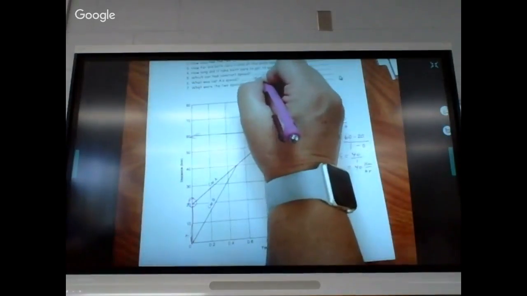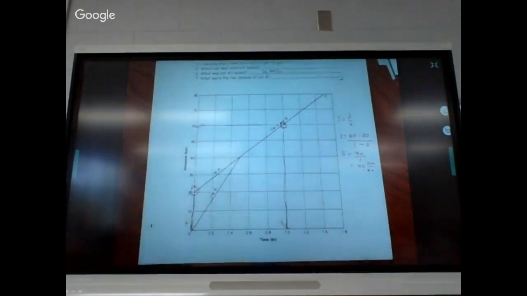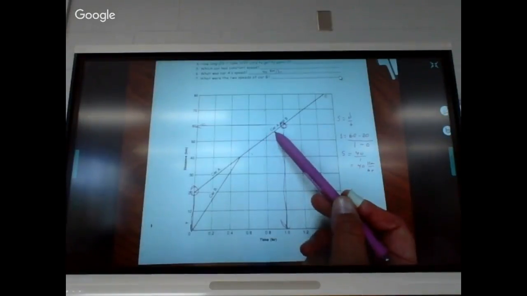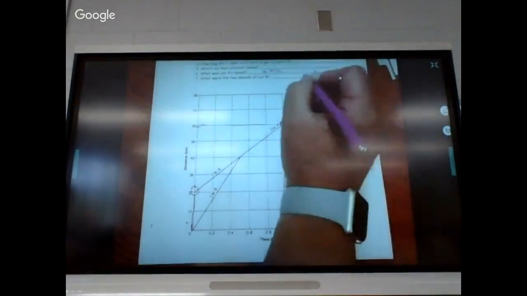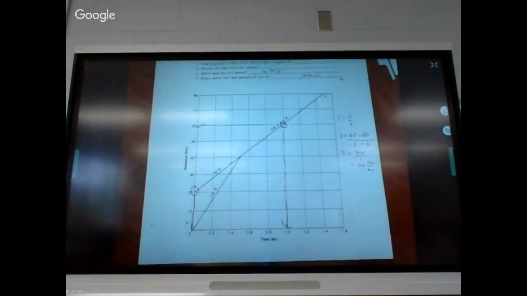So 40 kilometers per hour. Now, in the second question there, number 7, it says, what are the 2 speeds of car B? Which one did we already figure out? We already figured out A's, right? So we already did this section of the car. We already did that part. Is everybody okay with that? So we already know that one is 40 kilometers per hour.